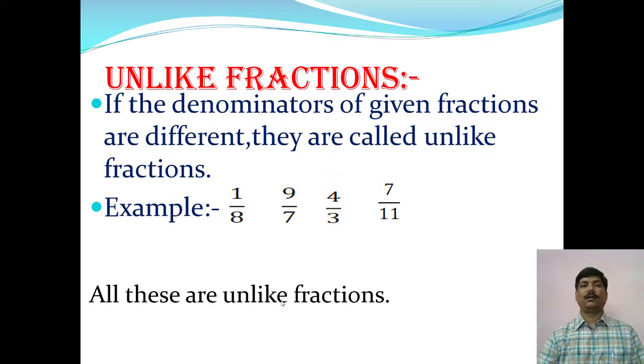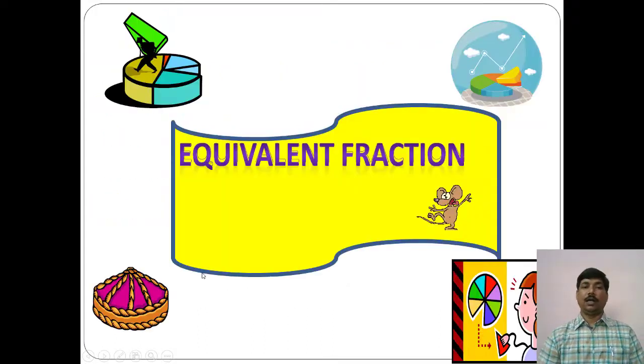So in a nutshell, how can we check that a group of fractions is a group of unlike fractions? If the denominators of the fractions are different, then they are unlike fractions. Next, now we will study the equivalent fraction. Equivalent means equal to. Equivalent fraction means it will be equal to another.